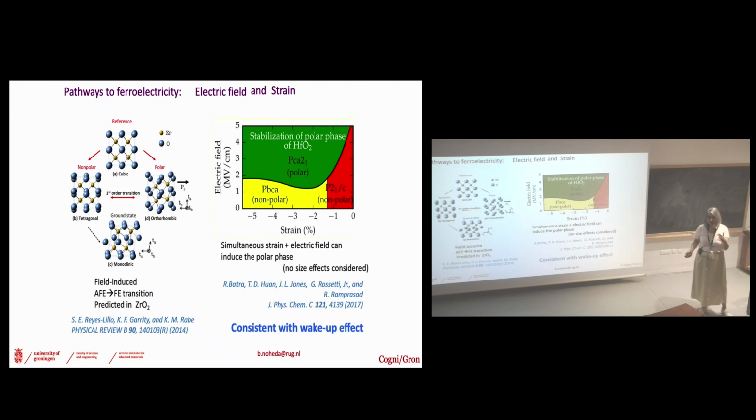which means sometimes you need 1,000 cycles or 10,000 cycles to actually see the polarization rising. So the material at the beginning is really different from the material after cycling. And this can be explained by these effects, the fact that you can actually change the stability by applying an electric field or by straining the material.